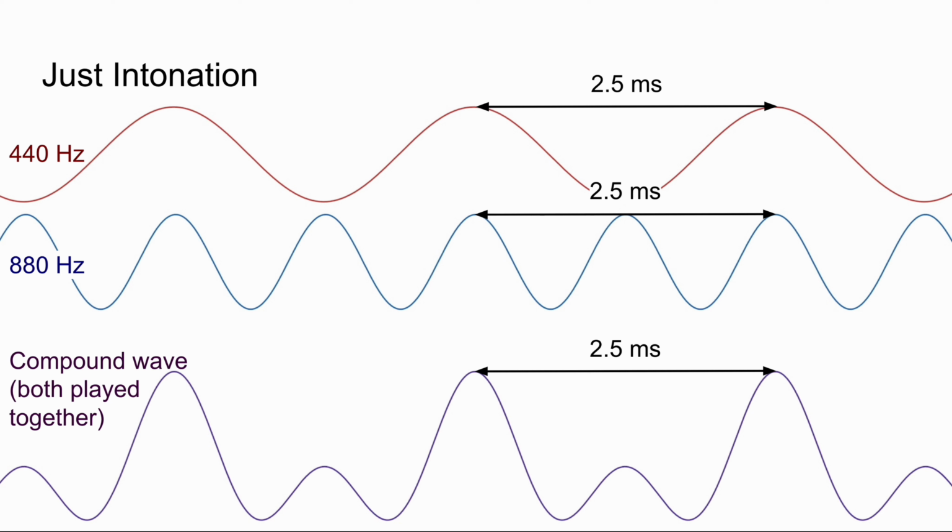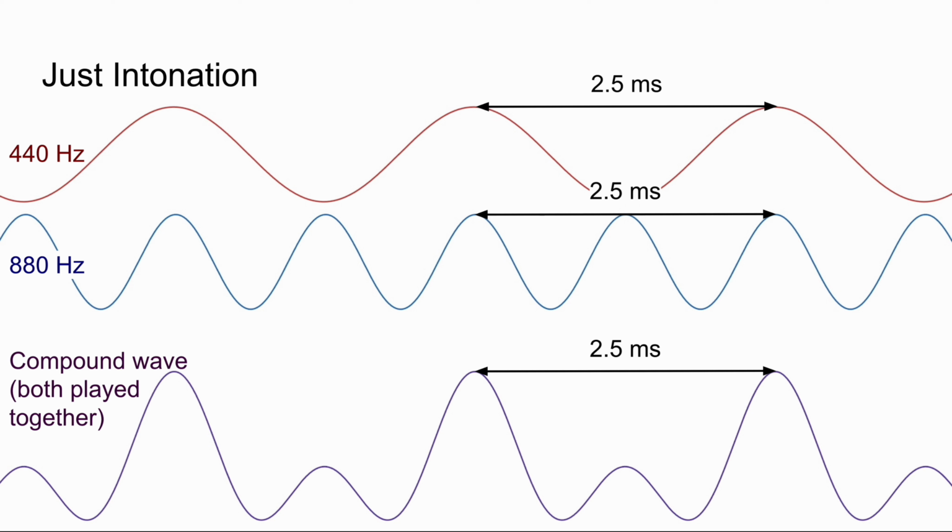Now, if you look at the 440 Hz and 880 Hz waves, you'll notice that some of the crests line up. But what if they didn't? What if, say, we shifted the 880 Hz wave to the right? What will happen to the compound wave? Well, with regards to just intonation, you don't have to worry so much about this aspect of waves.